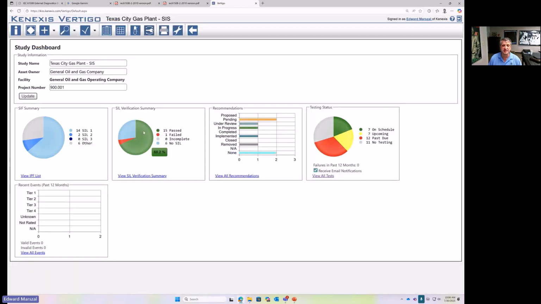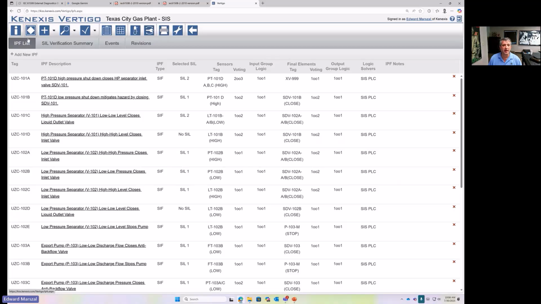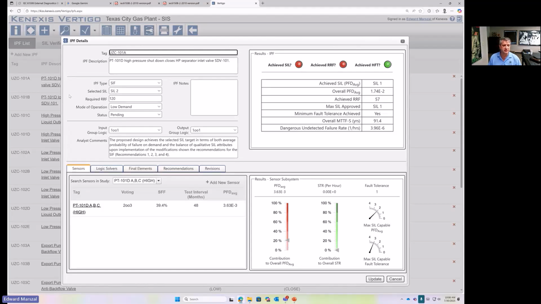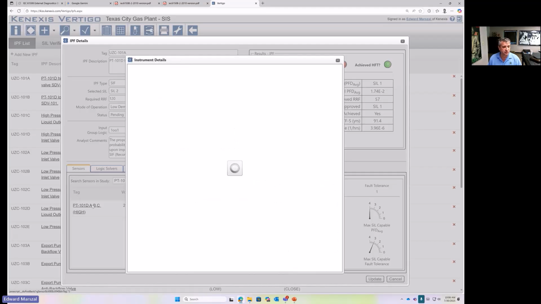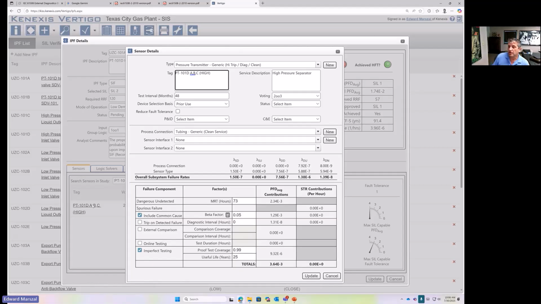I'm going to go into the Texas City gas plant, and I'm going to bring up my safety instrumented function list. Now, all of this has been available for over a decade now. A lot of you are using this software. When I drill down in, you'll see that a safety instrumented function is built on sensors, logic solvers, and final elements. And then if I drill down into the sensor, you're going to see all of the attributes of the probability of failure on demand and the spurious trip rate calculations.